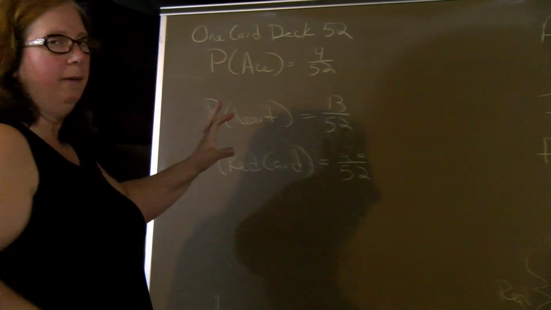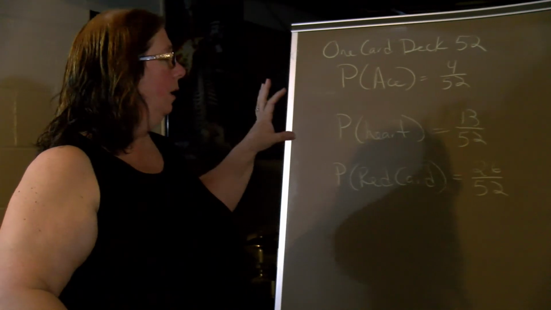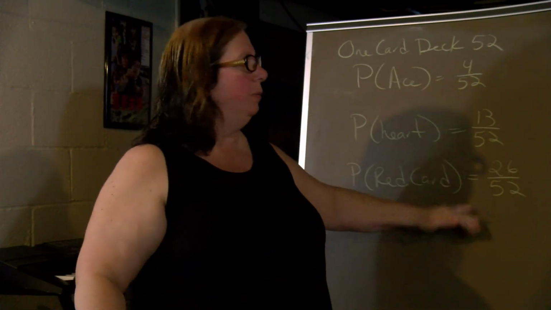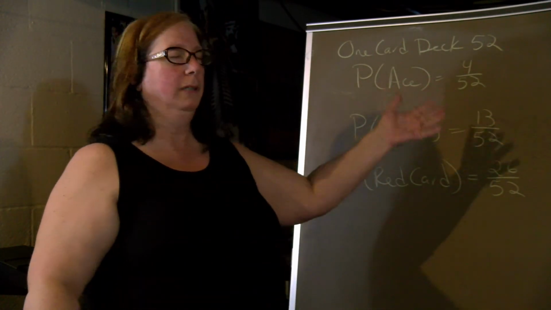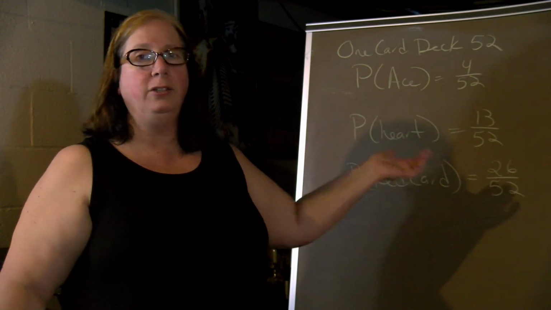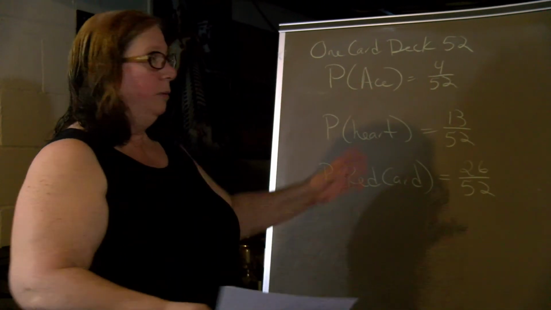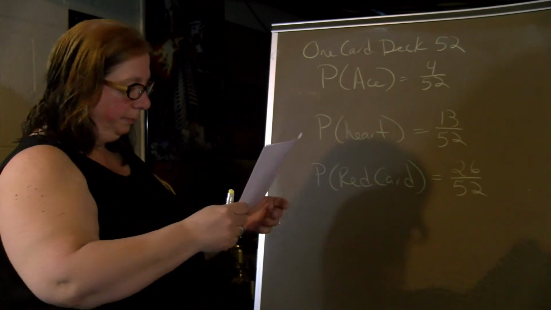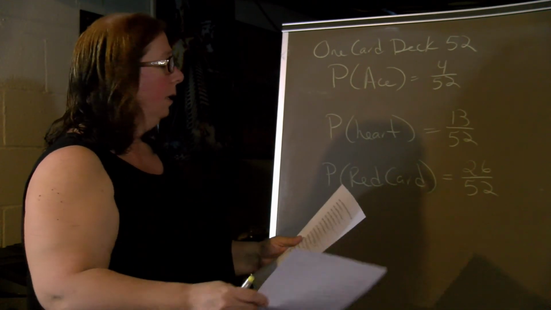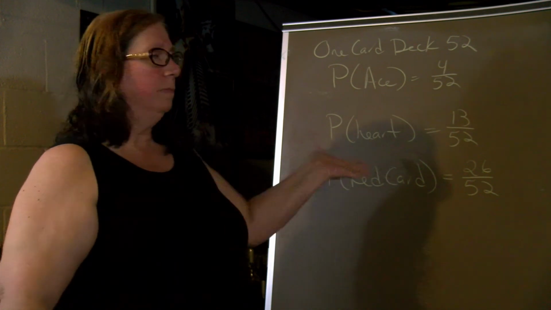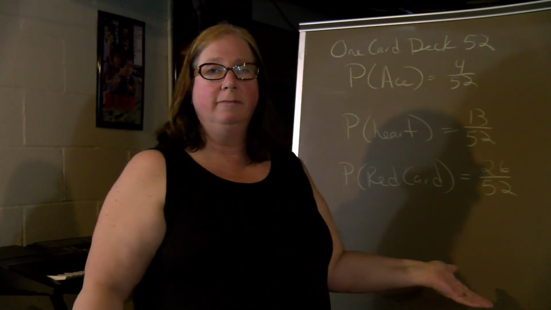Now you don't have to reduce. In fact, it's easier this way because if some reduce, some don't. I always leave it this way, unless you need the decimal or the percent. Then you would divide them. But that's the start of probability.